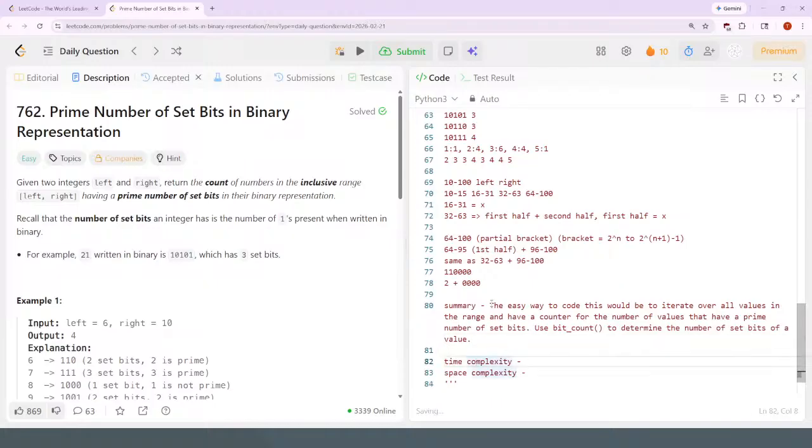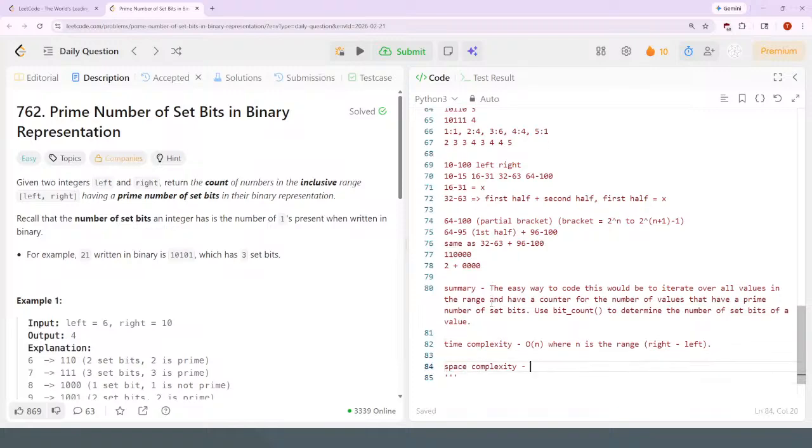Yep. And then time complexity, this is going to be O of n, where n is the range, right minus left. And then basically space can be O of 1 since no space is needed.